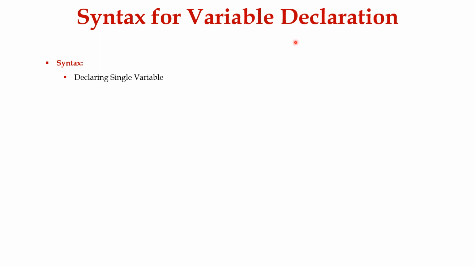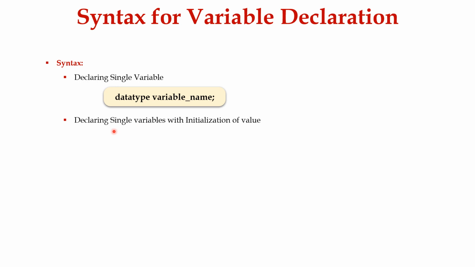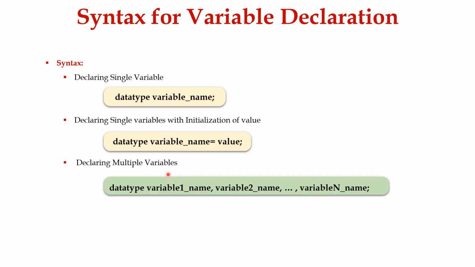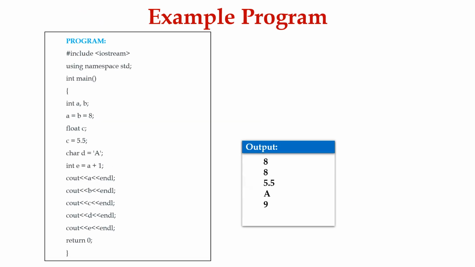Next, syntax for variable declaration. For declaring a single variable, the syntax is data type, space, variable name, ended with a semicolon. For declaring a single variable with initialization of the value, the syntax is data type, space, variable name, equal to, which is nothing but the assignment operator, value, ended with a semicolon. For declaring multiple variables, the syntax is data type, variable names separated by commas. We can have n number of variables, ended with a semicolon.